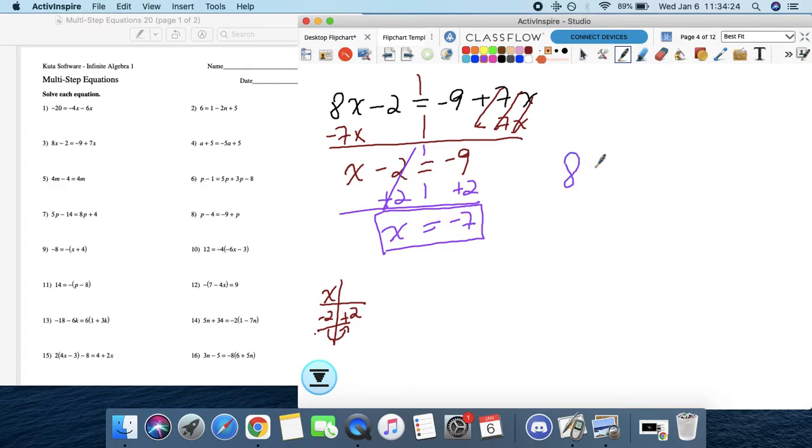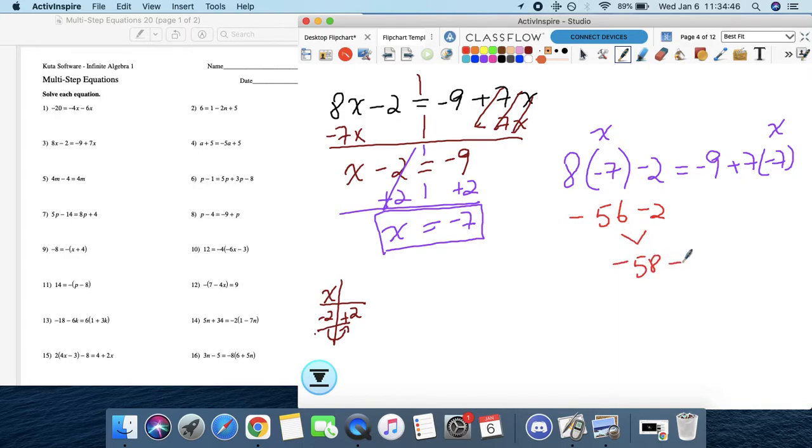So check. With a check, I'm going to replace the x with negative 7. Remember, there was an x here and an x here, so I'm going to replace them. 8 times negative 7 is negative 56 minus 2, and that becomes negative 58. Hopefully that will match the other side. Negative 9, and positive 7 times negative 7 is negative 49. Negative 9 and negative 49 gives us negative 58, and we know our work is complete.